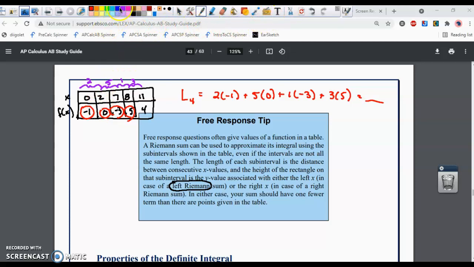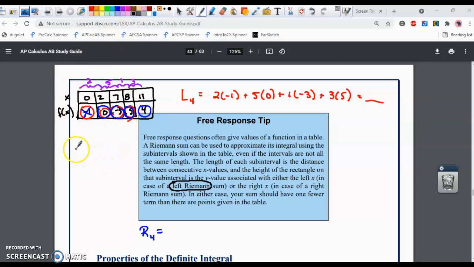Now, I'm just going to do a new color. I was going to undo a bunch of times, but that'll take forever. So if I want to do a right Riemann sum, I still have the same bases, but now instead of grabbing the height from the left, I want the height from the right. For this one, I want the height on the right, and for this one, I want the height on the right.